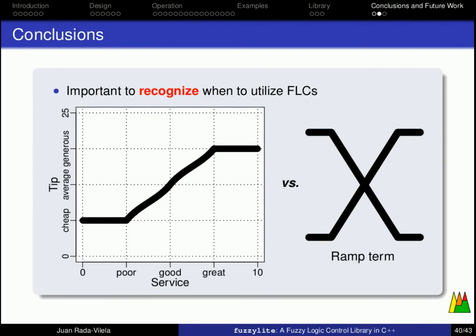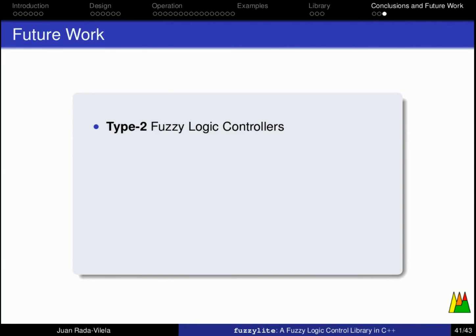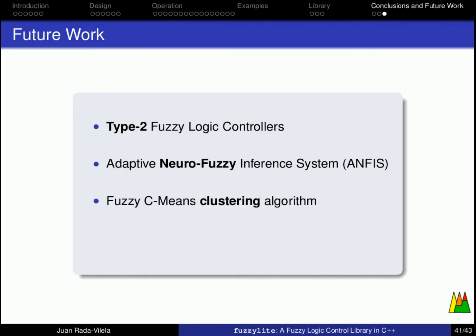Because if you take a look at the example that we have shown so far, you can easily model this behavior using a simple function from the ramp term. Now, this function will be far more computationally cheaper than using a fuzzy logic controller. As for future work, I expect to incorporate type 2 fuzzy logic controllers, which include uncertainty on the membership functions, develop the adaptive neurofuzzy inference system, which includes neural networks and fuzzy systems, and the fuzzy C-means clustering algorithms. But there are still many more things to do.